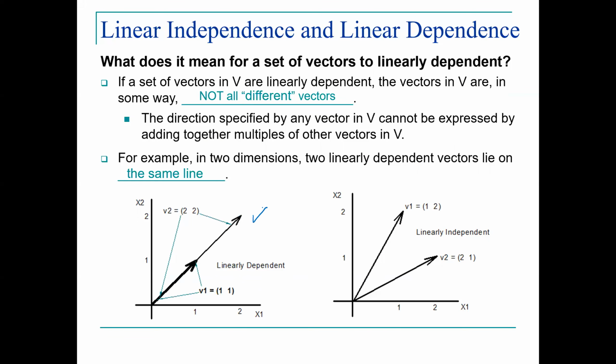So for example, in 2 dimensions, 2 linearly dependent vectors lie on the same line, like this example. These vectors are linearly dependent. Whereas if that is not the case, then we have linearly independent vectors. So these 2 vectors are pointing in different directions, whereas for linearly dependent vectors, we have them pointing in the same direction.